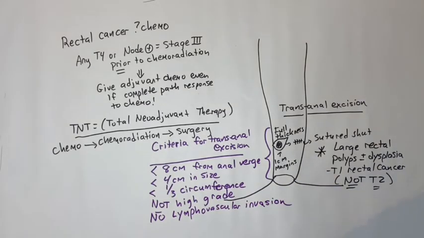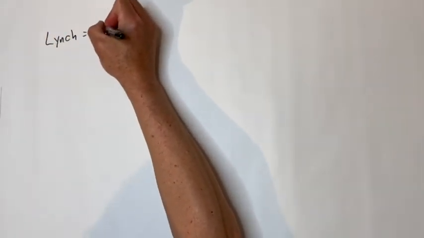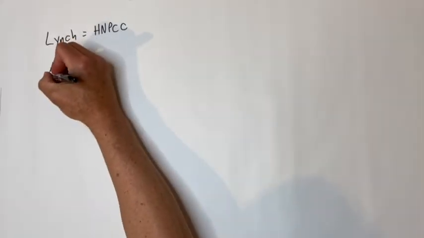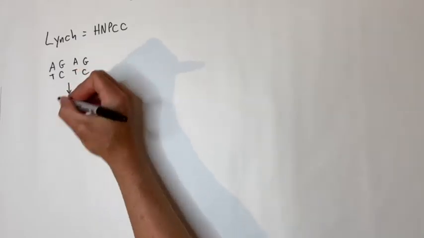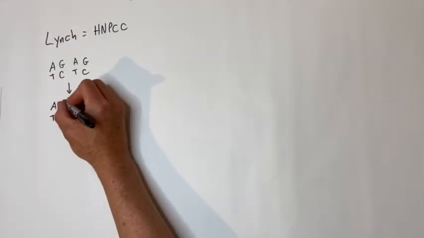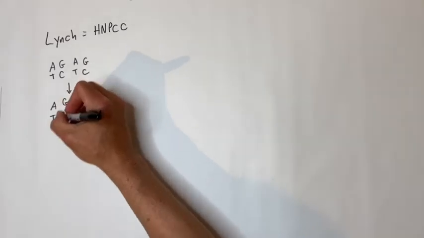Let's talk about genetic syndromes associated with colon and rectal cancer. Lynch syndrome is the same as hereditary non-polyposis colorectal cancer syndrome, or HNPCC. So DNA bases match A and T and G and C, and sometimes during DNA replication a mismatch occurs, say A to C. This mistake is repaired by DNA mismatch repair proteins.